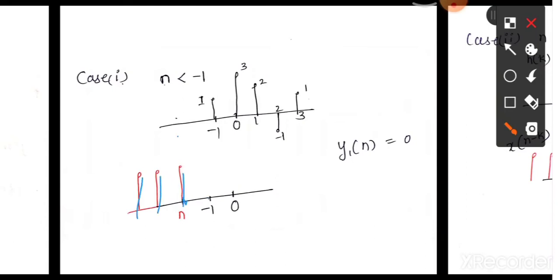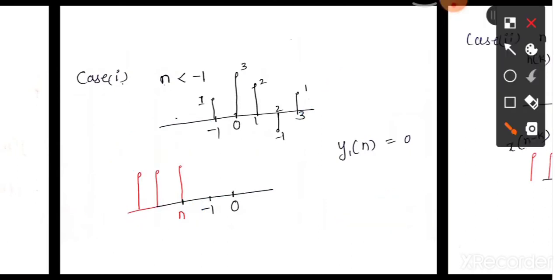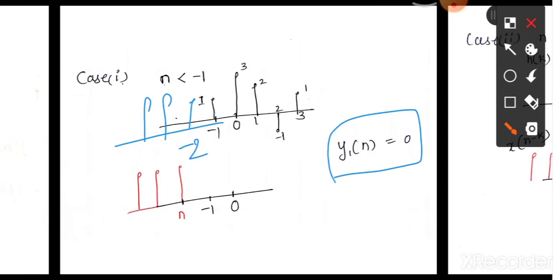Here, these three samples are your x of n minus k. When you place this, are they able to multiply? This signal is 0 and that signal is present, giving 0. This signal is present from minus 1, and from minus 1 the other signal is 0. So it will be 0 only. Or you can say how much signal is overlapping. You are placing the signal below minus 1, I can say at minus 2, meaning less than minus 1. So there is no overlapping between those two signals. So we can take y1 of n equal to 0.